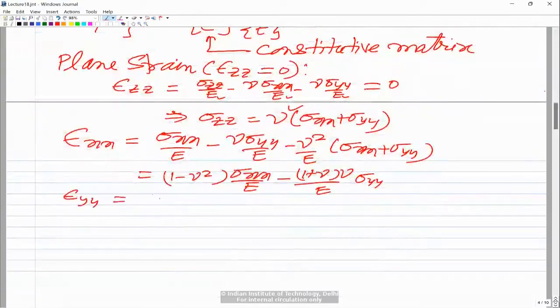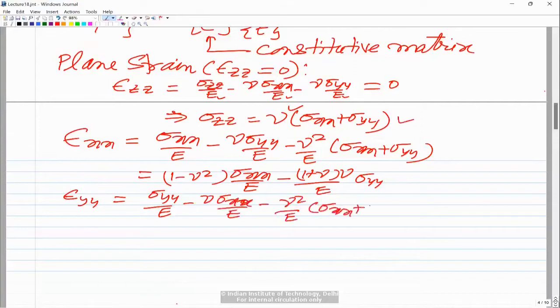So similarly, epsilon yy is sigma yy upon E minus nu times sigma xx upon E, and minus nu upon E times sigma zz. And sigma zz is this, so we get nu square upon E into sigma xx plus sigma yy. And if you simplify again, you can write this as (1 minus nu square) into sigma yy upon E, and minus (1 plus nu) into nu upon E into sigma xx.